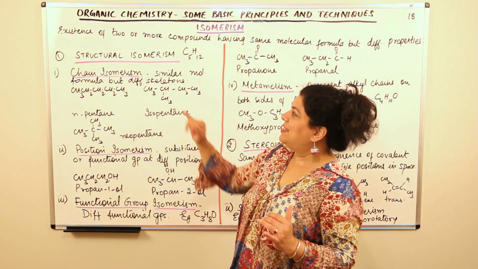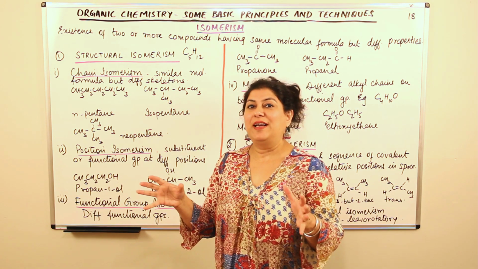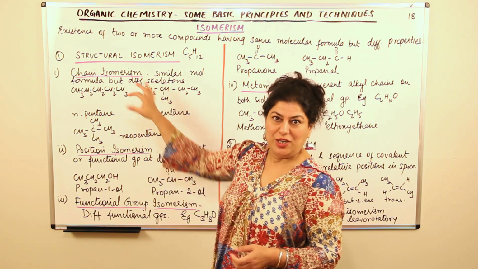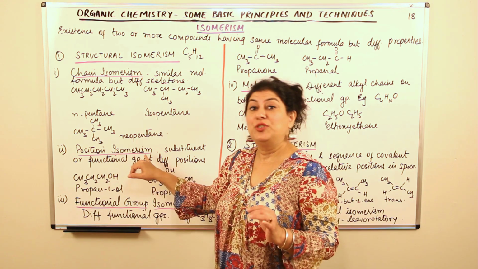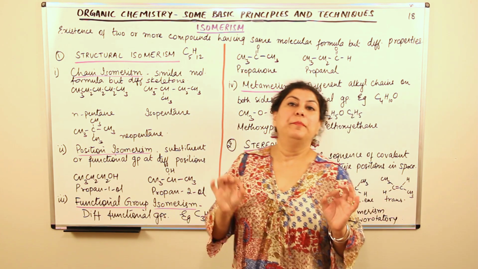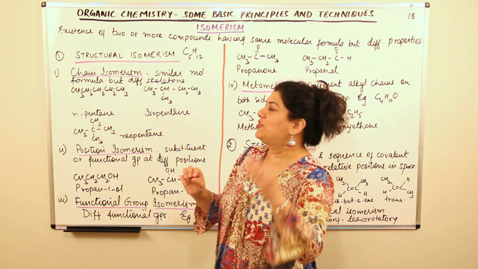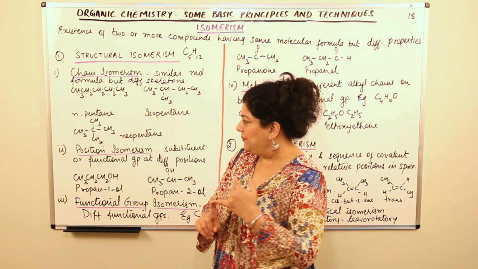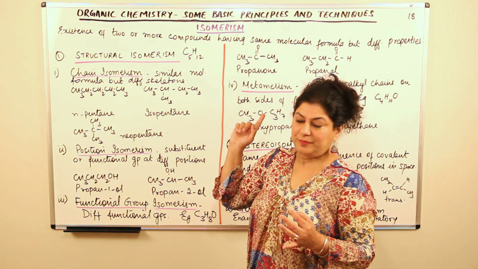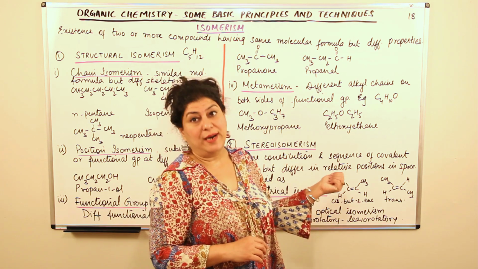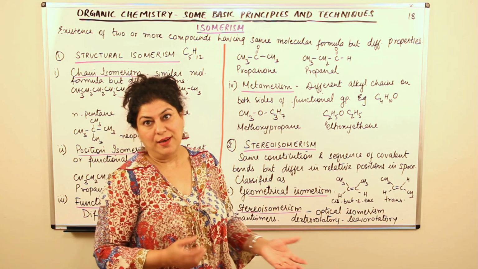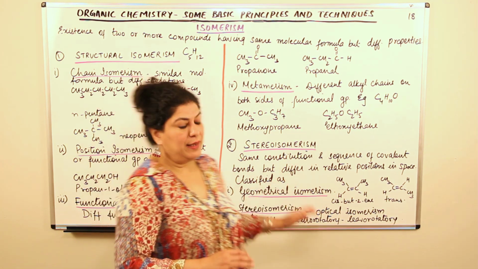The different types. The first is structural isomerism. Structural isomerism can further be classified into 4 categories. The first category is chain isomerism, which we just did. The second is position isomerism. The third is functional group isomerism. And the fourth is metamerism. So there are 4 types of structural isomerism: chain, position, functional group, and metamerism. And there are 2 types of stereoisomerism, that is geometrical isomerism and optical isomerism. I'll come to this later.